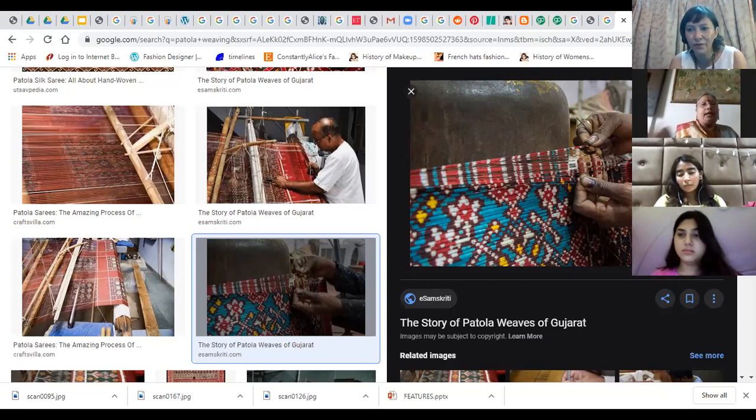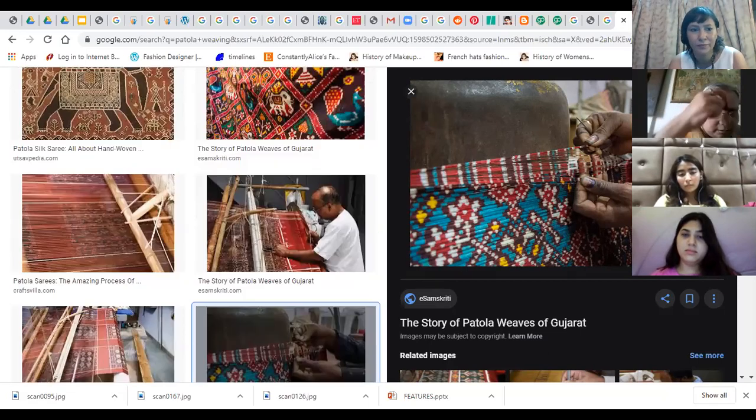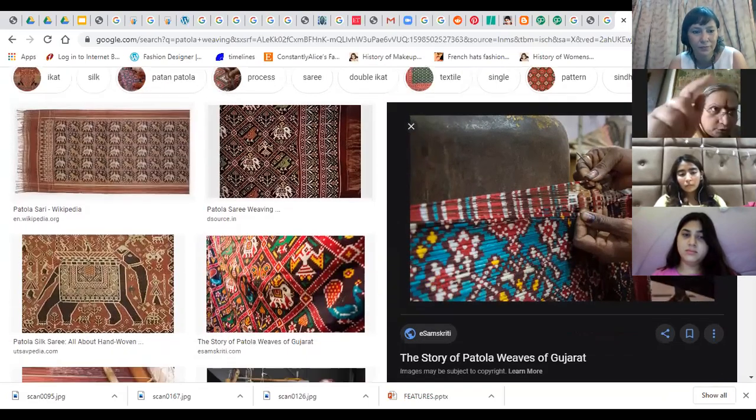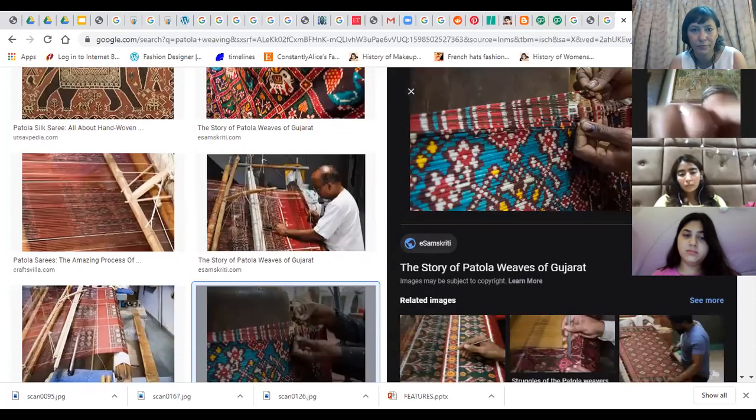And when it comes to, now can we click on some other patolas on the loom? Go up. No, go one up. One second. Can you click on the next photograph? Yeah, the next photograph.